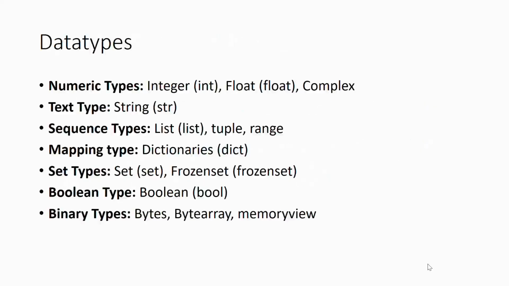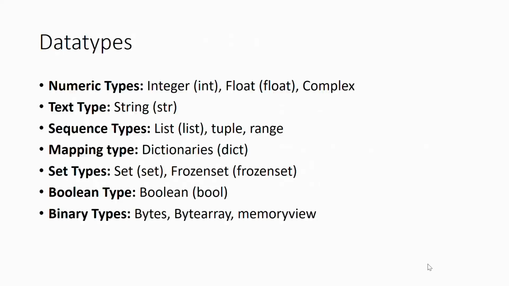We have numeric types, which include integer, and the keyword for integer is int. An integer is a number without a decimal point. It can be negative or positive. Then we have float. Those are numbers with decimal points, either positive or negative. And then we have complex numbers, which include an imaginary number denoted by the letter J. We have text type. For text type, we have string with keyword str.